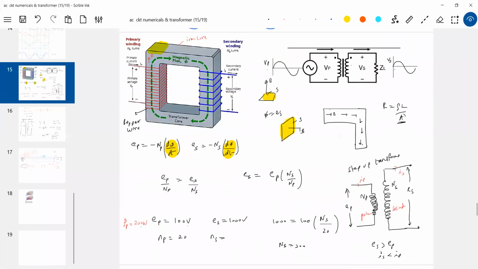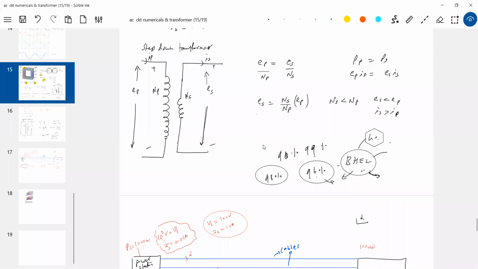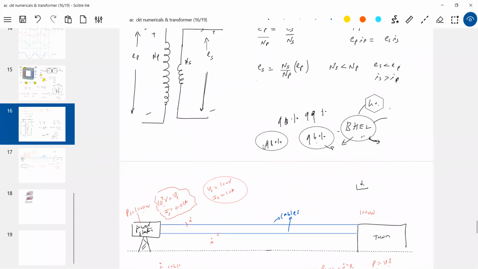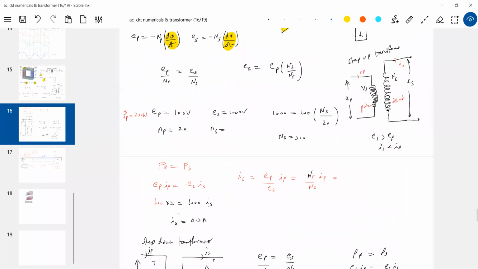Come out of this cable. We are talking about the transformer now. This only during transmission will come. I'm talking about the transformer itself.